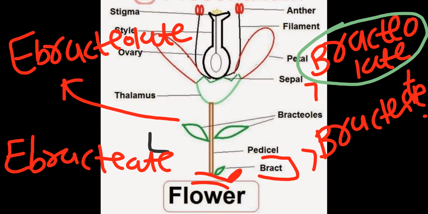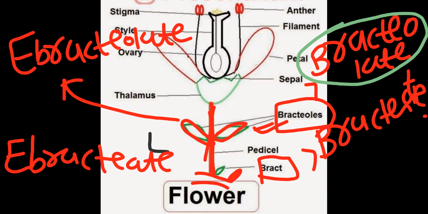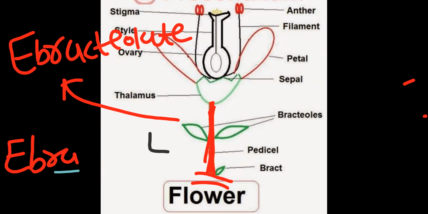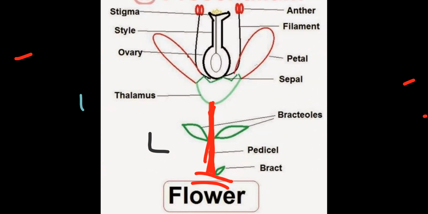Remember, if bract is present, then on the stalk of that flower, the pedicel, leaf-like structures are present that we call bracteole. See, bract is present at the base of the pedicel, bracteole is present on the stalk of the pedicel, on the flower stalk. So can I say that bracteolate flowers are bracteate, or they have bract? Yes or no? Yes, correct.